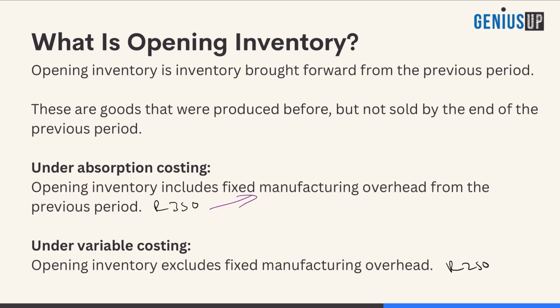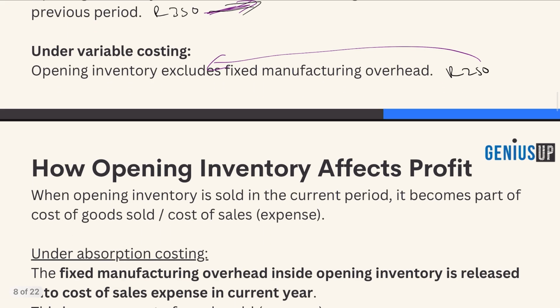This one did not exclude fixed manufacturing overheads, which is why we had a higher product cost under absorption costing and a lower product cost under variable costing. So that's the key difference: the opening inventory under absorption costing includes fixed manufacturing overheads from the previous period. Under variable costing, it excludes fixed manufacturing overheads from the previous periods.